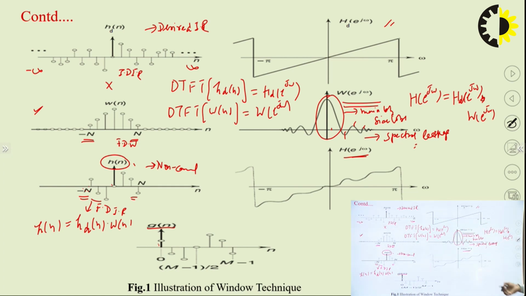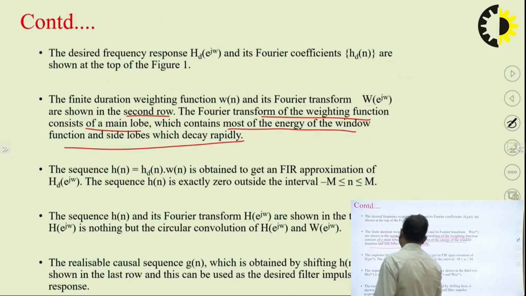But this is the ideal situation. In the practical situation, what we require of the window function is that most of the energy should be concentrated over this lobe. When most of the energy is concentrated here, the width of this main lobe should be as small as possible, so that its height becomes higher. Okay. So this is the desirable property of the window function.